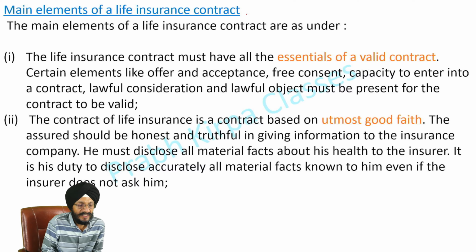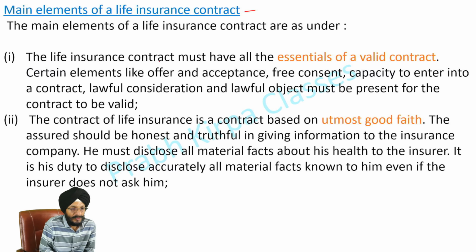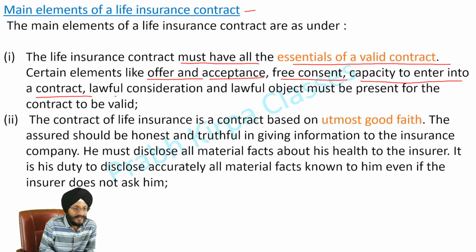Now we will understand the main elements of a life insurance contract. These are as under. The life insurance contract must have all the essentials of a valid contract. Certain elements like offer and acceptance, free consent, capacity to enter into a contract, lawful consideration, and lawful object must be present for the contract to be valid.